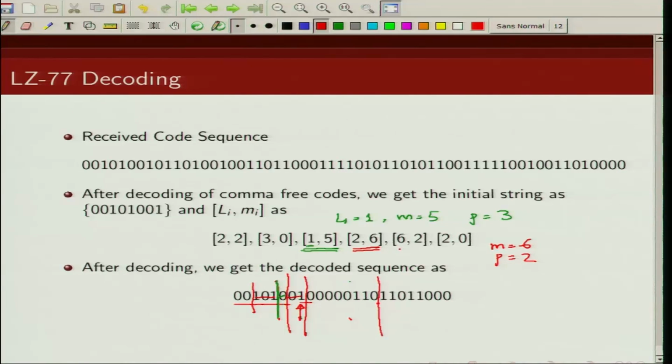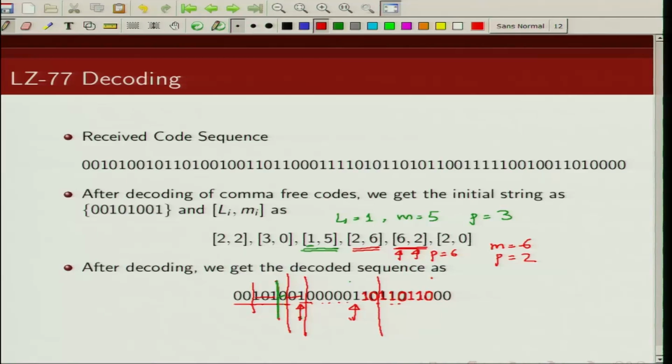Now look at this one. L is 6, M is 2. So M is 2 meaning this corresponds to P is 6. So look at the 6th entry, 1 2 3 4 5 6. So we have to look at a match of length 6. Now the first match is 1, that's this. Second match is 1, that's this. Third match is this. Now the fourth match here is 1, so that's this. Fifth match is this, and sixth match is 0. So this is the string that has been added.